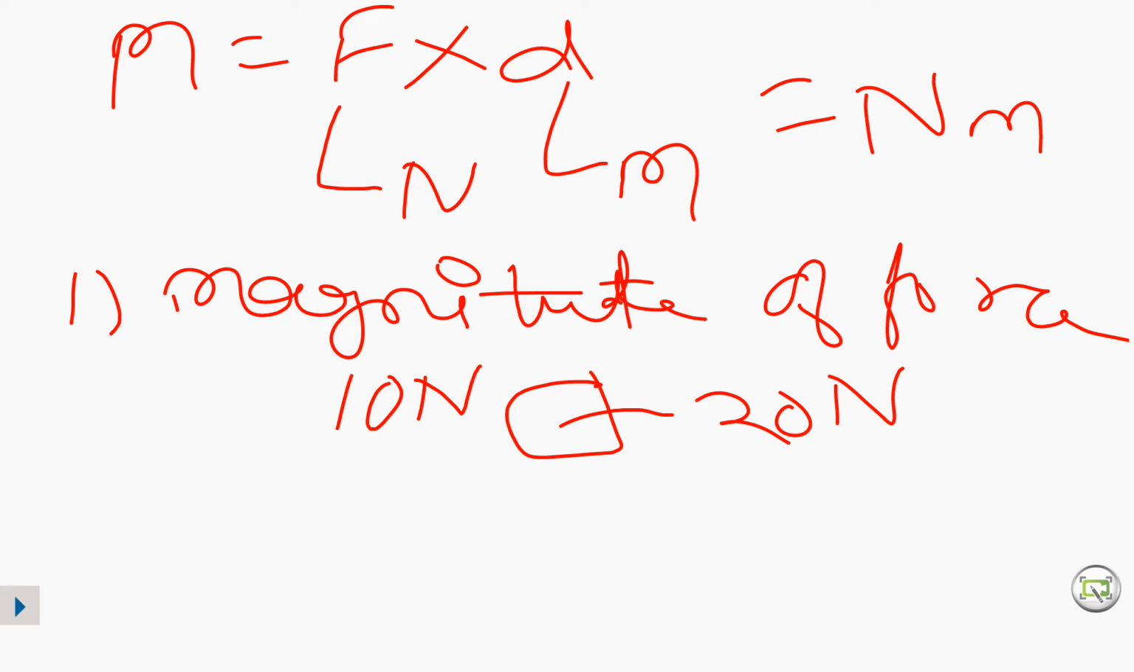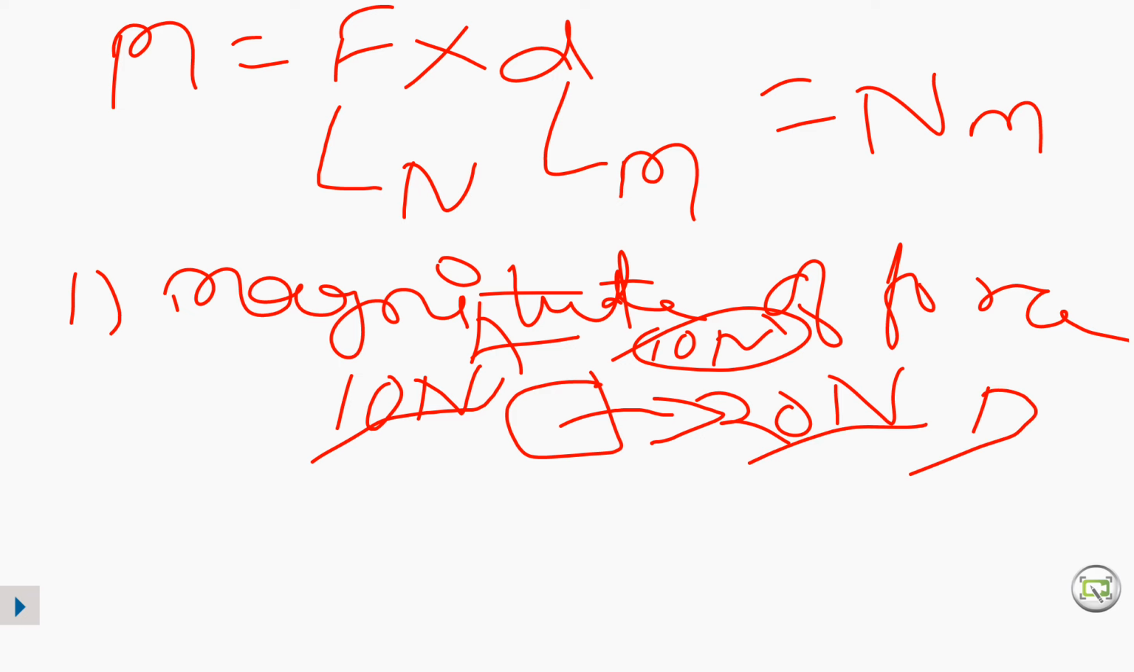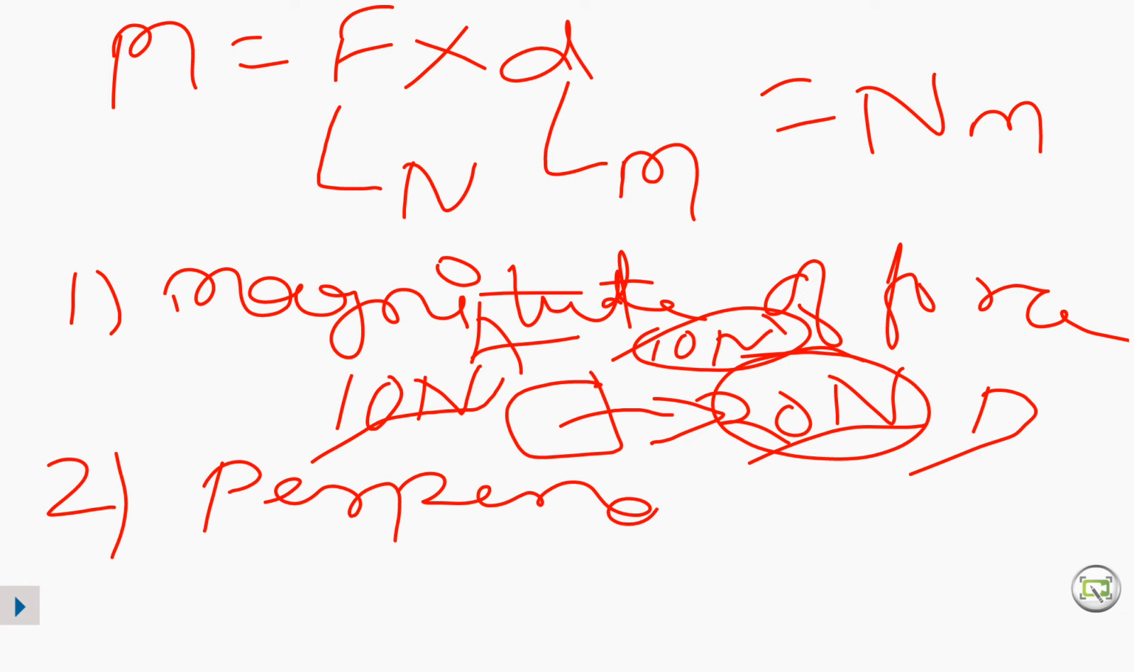The box will move to the corresponding side with 10 Newton extra force, because 10 Newton is applied by boy A and 20 Newton is applied by boy B. So 10 Newton is extra applied here. So it depends upon the magnitude of force. Second, perpendicular distance. So these are the two factors which will affect the turning of a body.